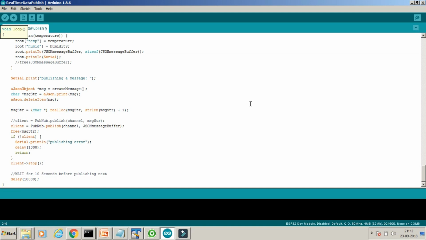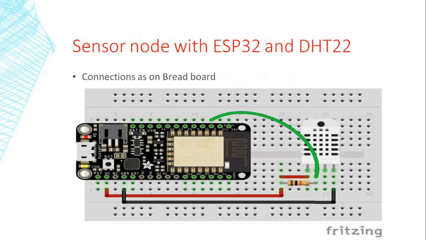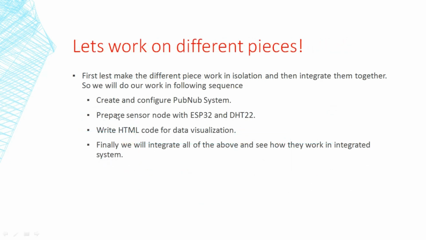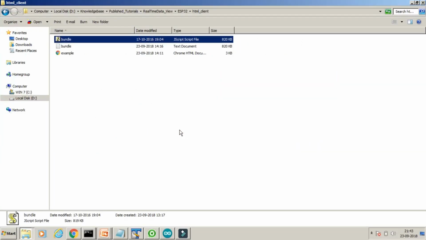Let's move on. So we have covered the ESP32 module programming, and then let's see what's next in the steps. In our steps, we have covered the first two parts, that is, create and configure PubNub and prepare the sensor node with ESP32 and DHT22. Now we are going to cover the HTML, which is going to be used for data visualization. So let's directly jump on to the HTML code.